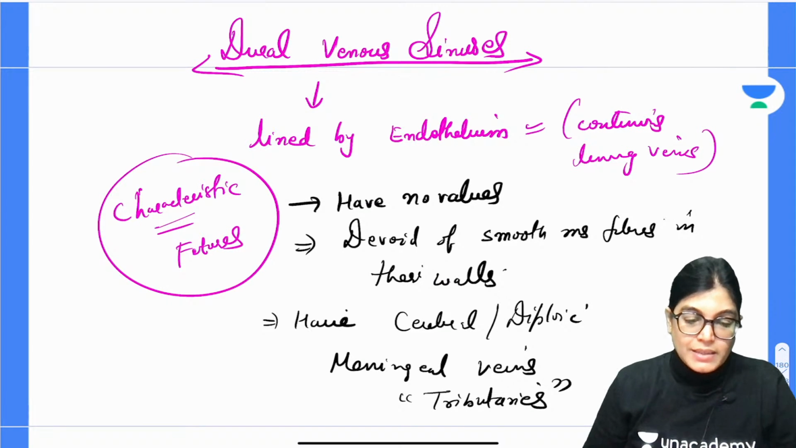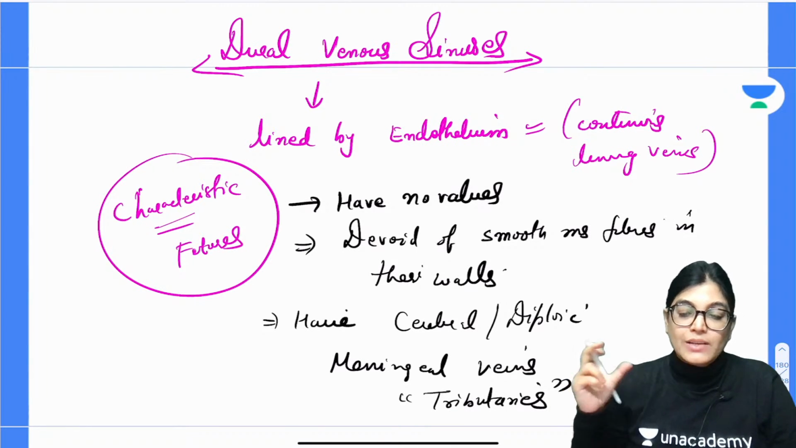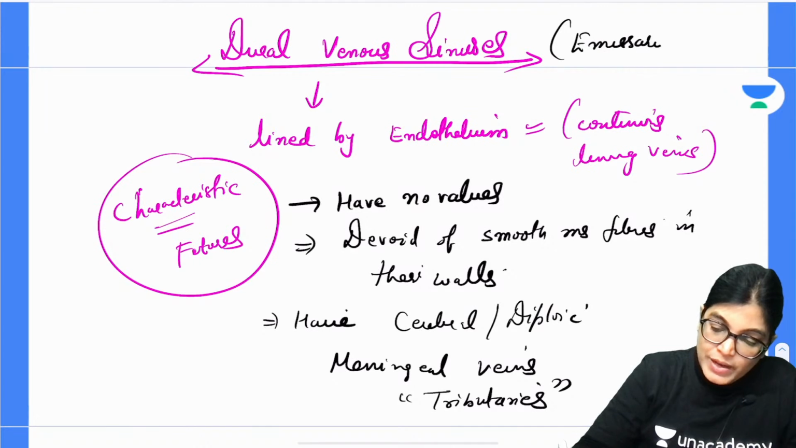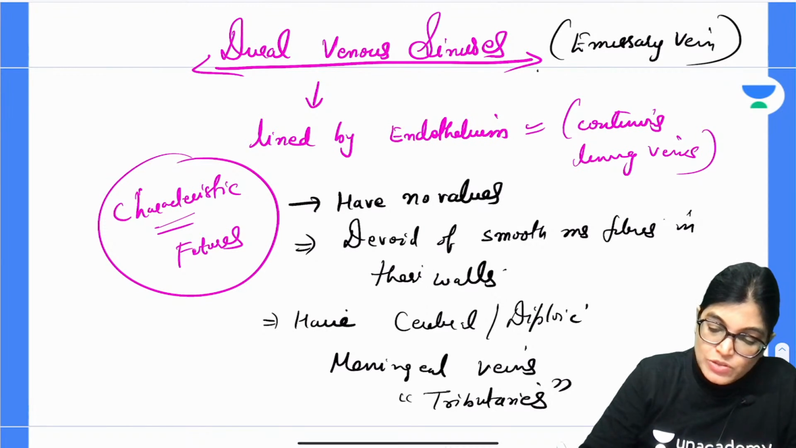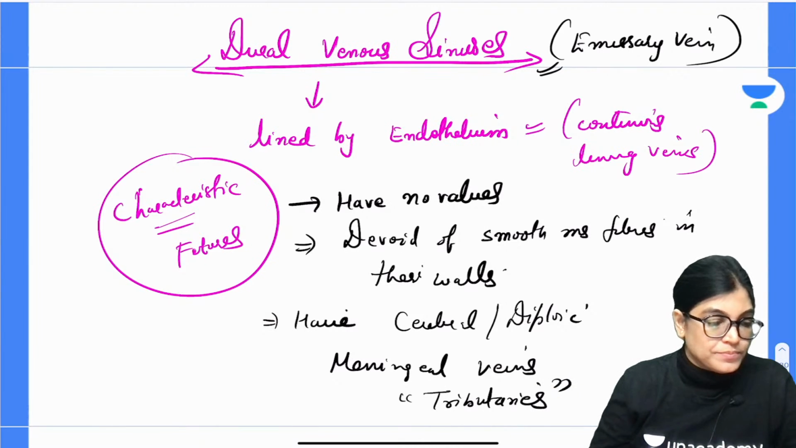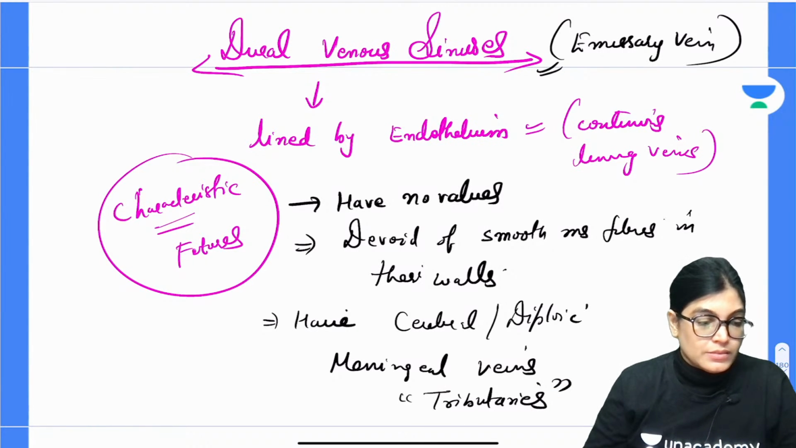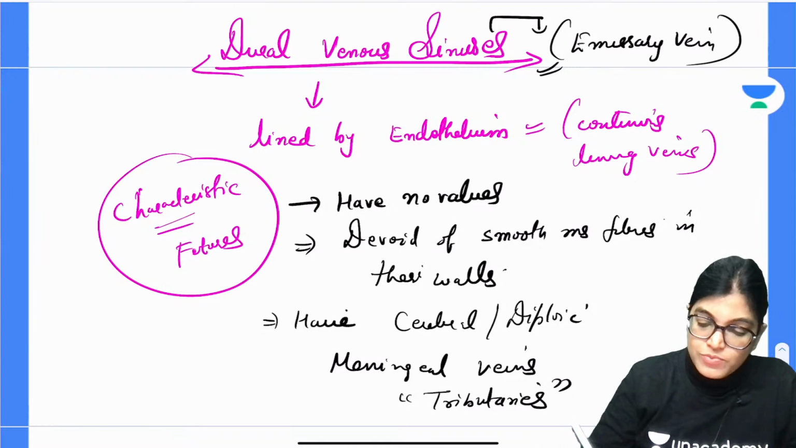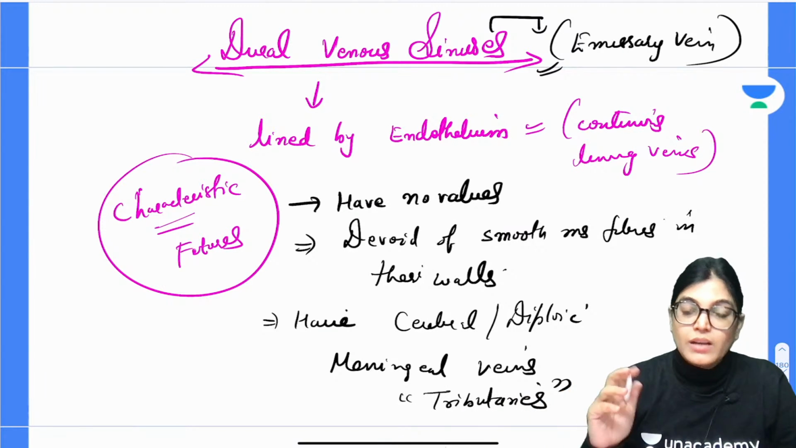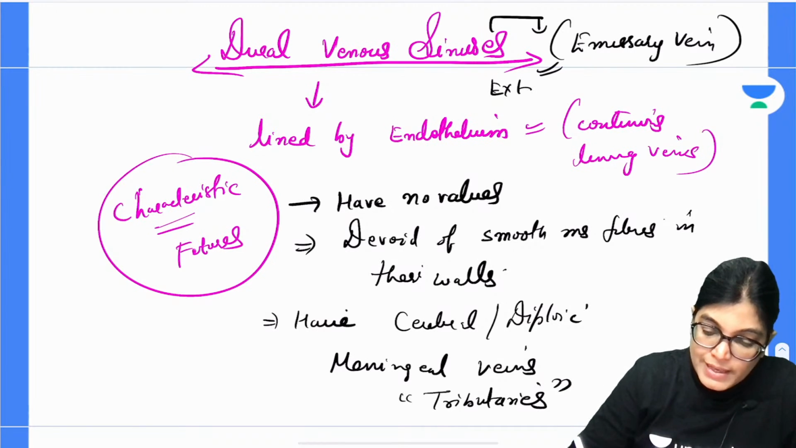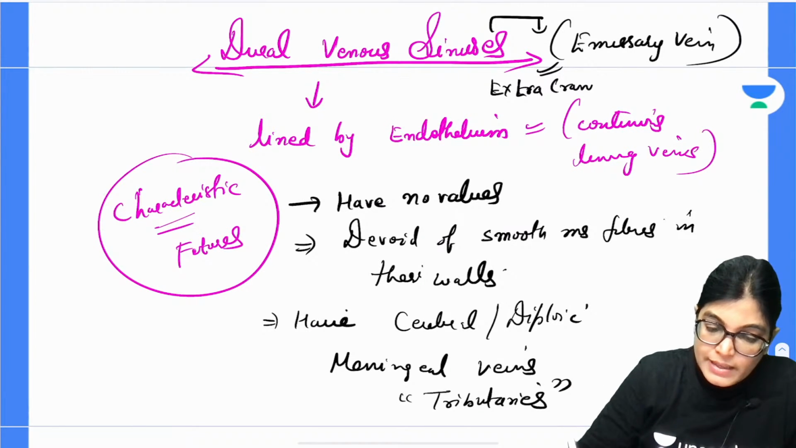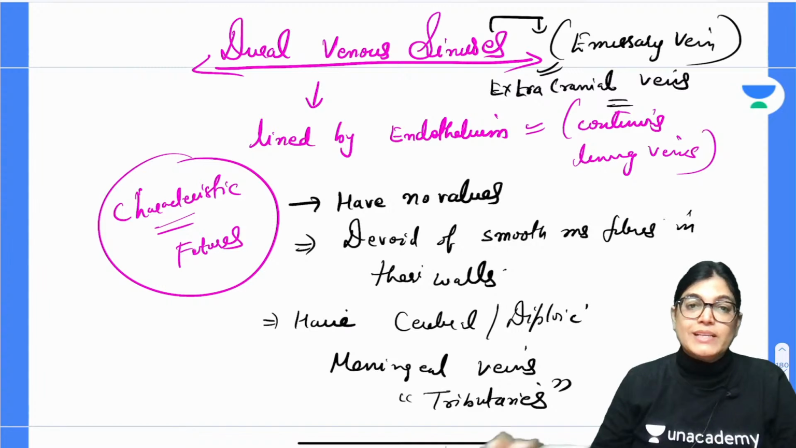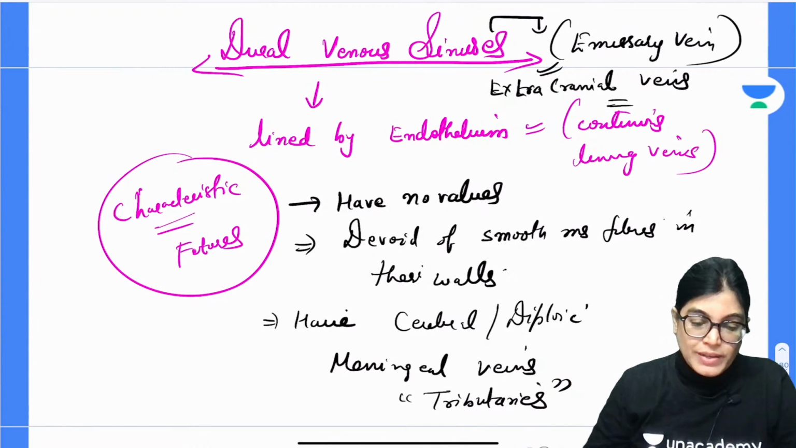The other important point is that dural venous sinuses also form communication with extracranial veins via emissary veins. So the emissary vein forms a route of communication between the dural venous sinuses and the extracranial veins. That means infections from extracranial veins can drain via emissary veins into the dural venous sinuses.